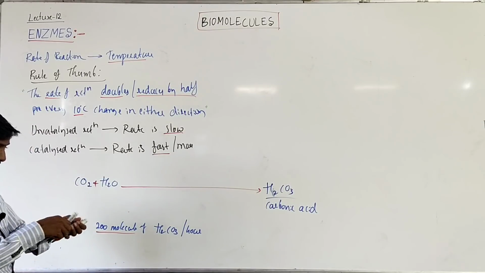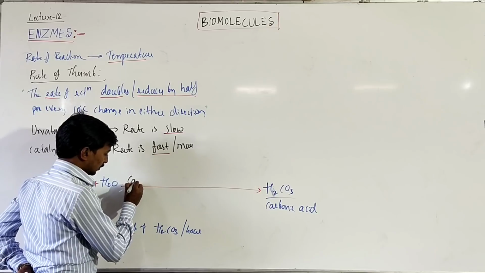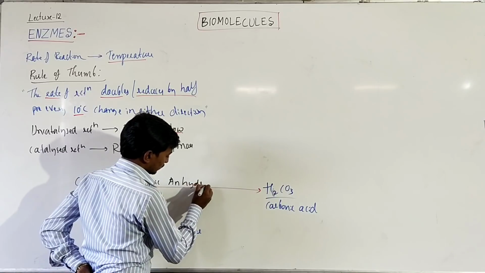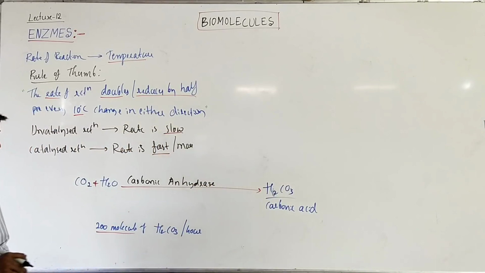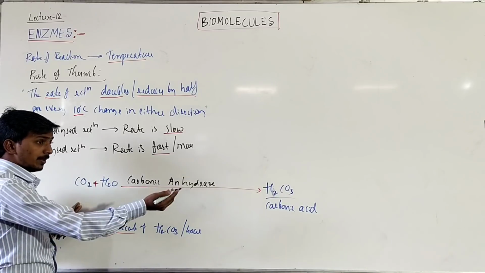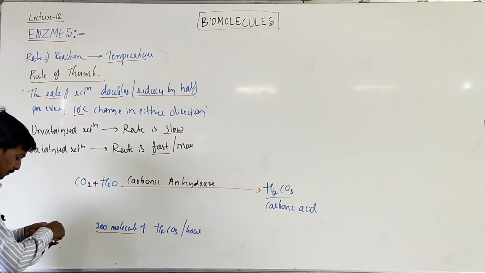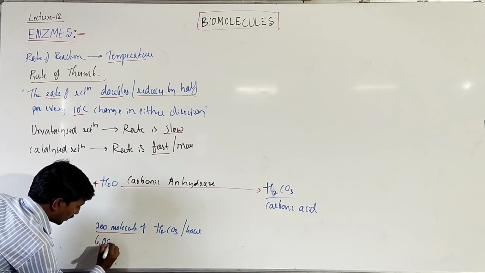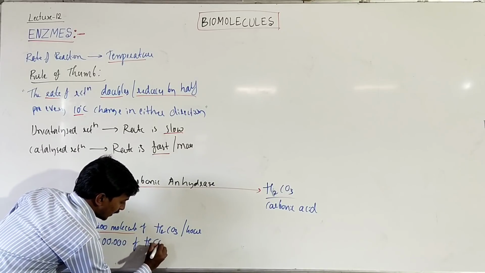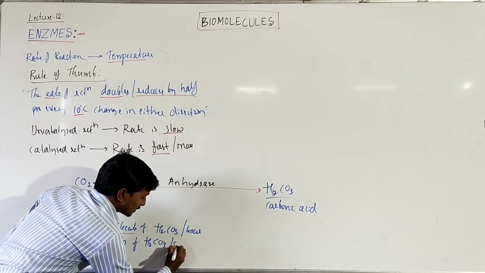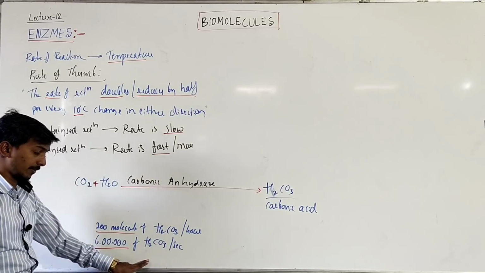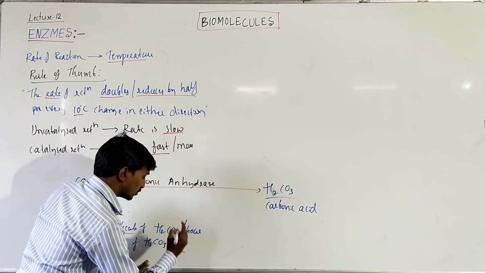But when there is an enzyme called carbonic anhydrase, the speed will be increased by a million times. Means the reaction speed will be increased by a million times. For example, about 6 lakh molecules of carbonic acid are formed in a second. Okay, 6 lakh molecules of carbonic acid are formed in just 1 second.